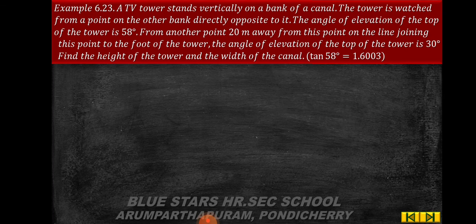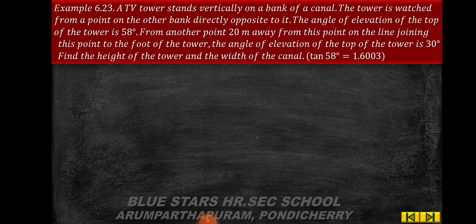The next example 6.23. A TV tower stands vertically on a bank of a canal. The tower is watched from a point on the other bank directly opposite to it. The angle of elevation of the top of the tower is 58 degree. From another point 20 meter away from this point on the line joining this point to the foot of the tower, the angle of elevation of the top of the tower is 30 degree. Find the height of the tower and the width of the canal.